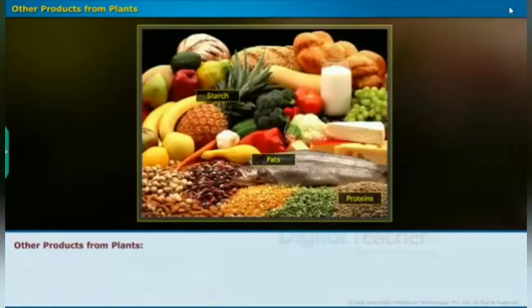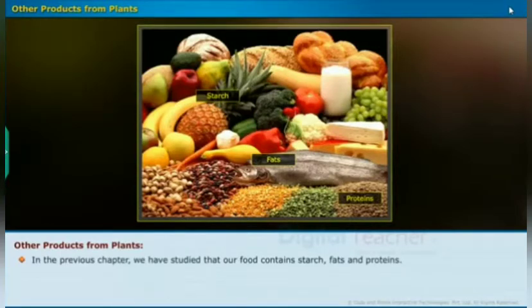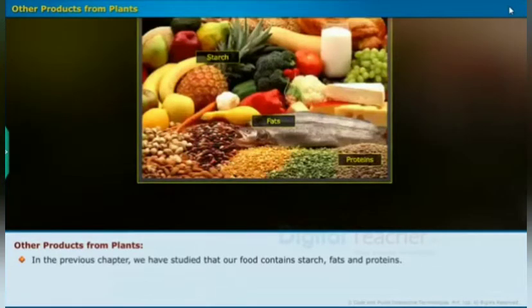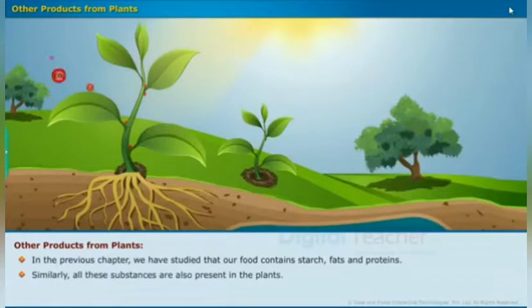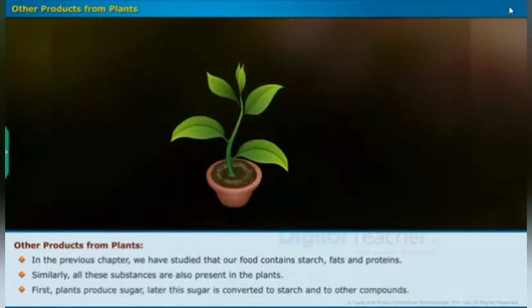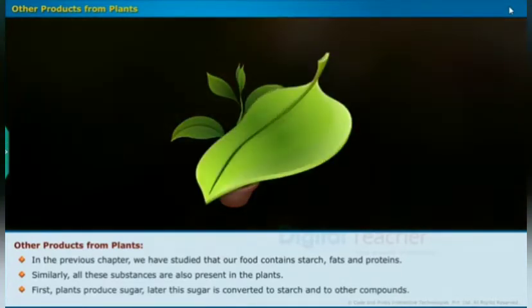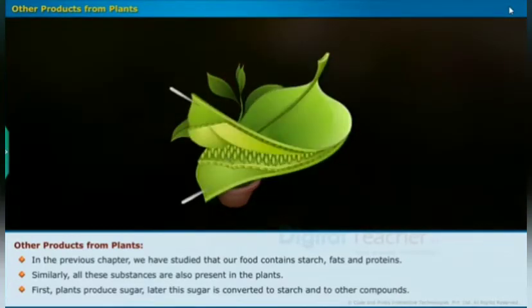So far, we have learned that plants produce starch. Now, let us learn about other products that are produced by the plants. In the previous chapter, we have studied that our food contains starch, fats, and proteins. Similarly, all these substances are also present in the plants. First, plants produce sugar. Later, this sugar is converted to starch and to other compounds.